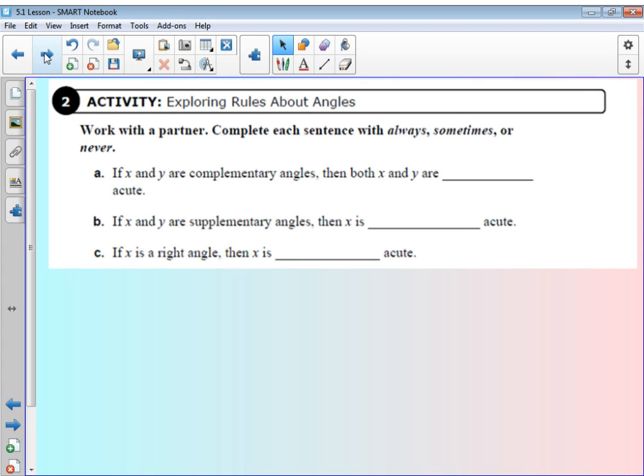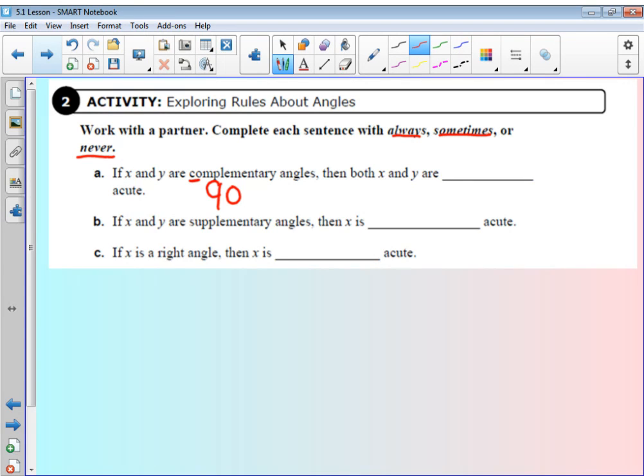So here's a couple questions where they're just having us work through some wording. In each of these blanks, we're going to use the words either always, sometimes, or never. Okay? So it says if X and Y are complementary. So complementary, remember, C makes a 9. So if they are 90-degree angles together, both X and Y are always acute, sometimes acute, or never acute.